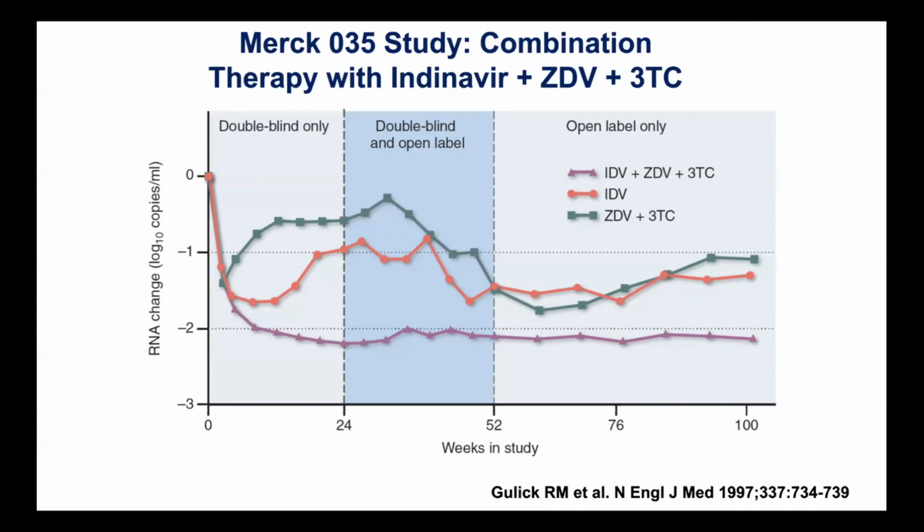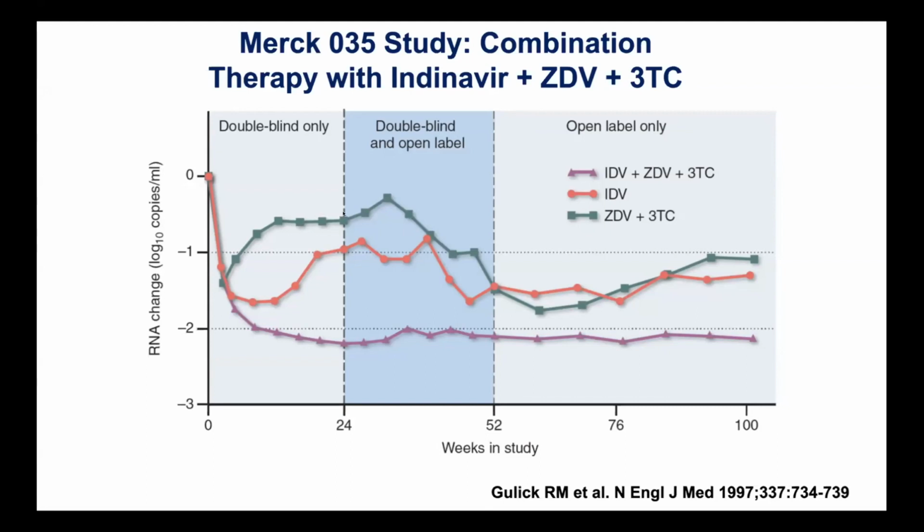And the Merck 035 study, started in the early 90s when Indinavir came along, was the first to show what you could do with combination therapy. So the standard of therapy at that time was a combination of AZT and 3TC. And in green, you can see the dramatic impact of over a log reduction within a week, but then the gradual loss of activity as the HIV RNA went back up towards baseline.